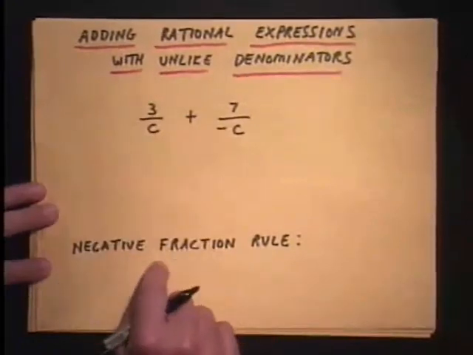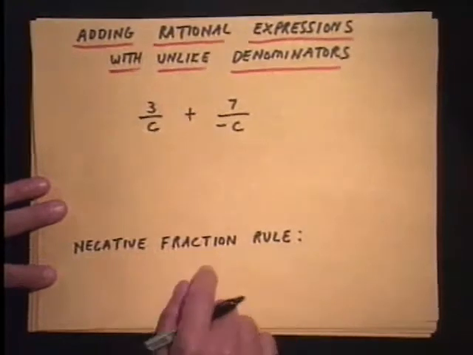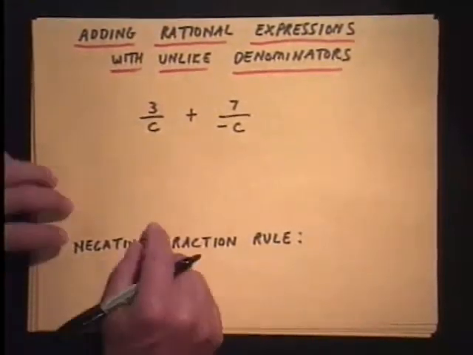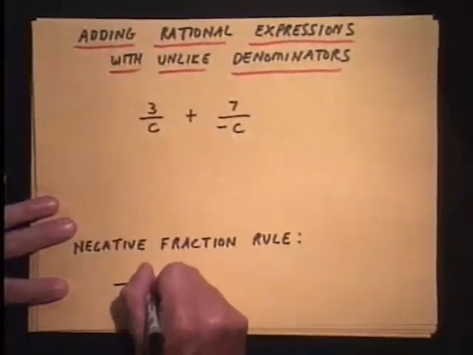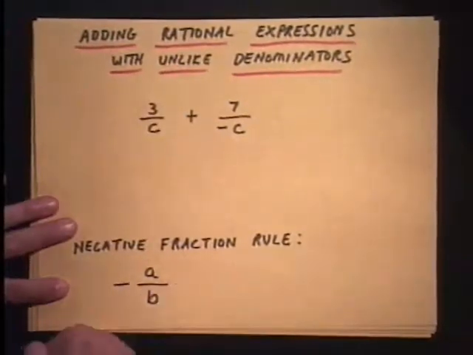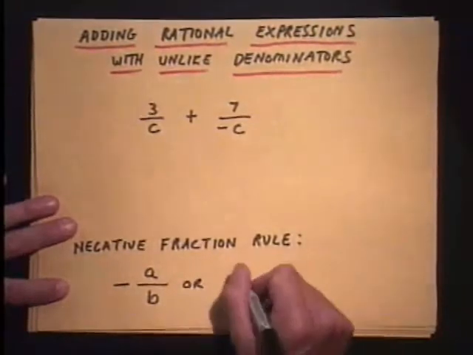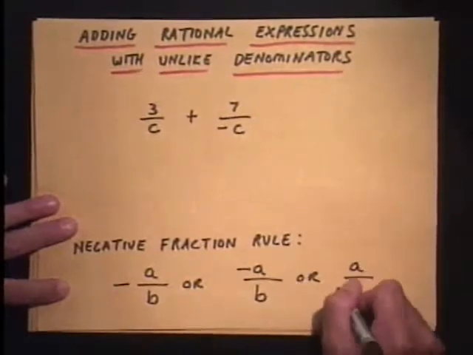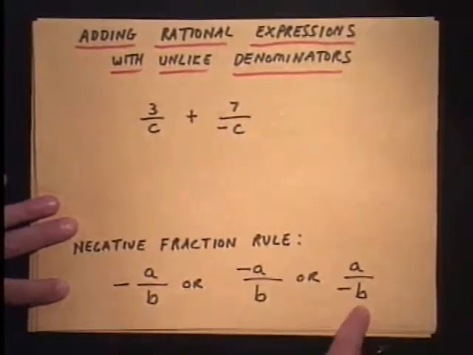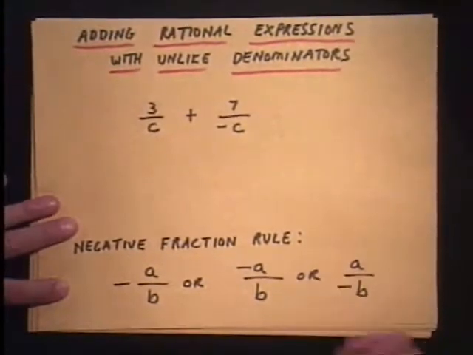But there's that little negative fraction rule we talked about earlier in the course. Let's review that real quick. There's 3 ways you can write a negative fraction. 1, the negative can be out front, minus a over b. Or you could write that with a negative on the top with the a, or you could write the negative on the bottom, as long as you only have 1 negative in each one, because if you had 2, then of course it would become a positive.